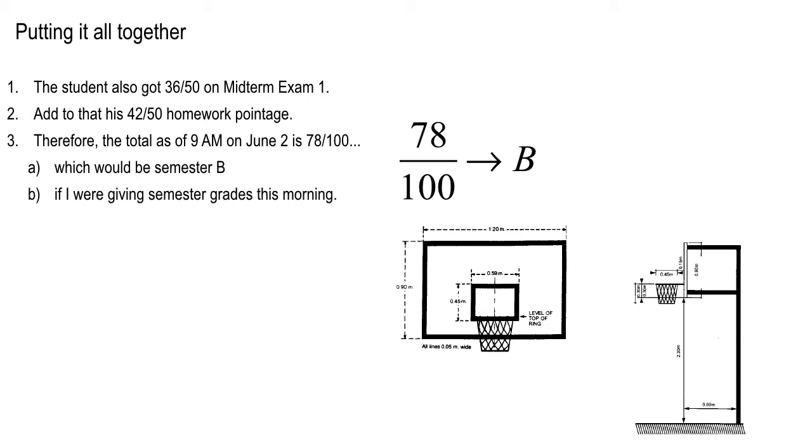And notice that his midterm exam, 72%, 36 out of 50. If I was going to give a semester grade on that alone, that would be a C. But because this particular student has done a good amount of homework, he's getting most of his homework pointage, he's actually brought his grade up to a B. So that's pretty nice. And I want you to be mindful of that as you finish out the semester.